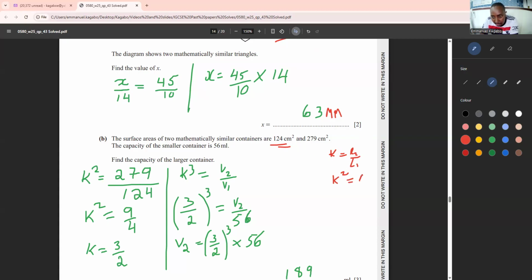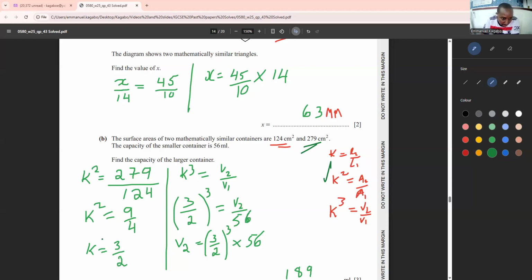The area scale factor will be given by this: big area divided by small. For volume, the volume scale factor will be given by V2 over V1, big volume over small volume. Now, basing on this formula, because I have two areas, I'll use the area scale factor. You see, that's the one I'm using. So the area scale factor will be given by the big area divided by small area. So that's what it gives me. When you simplify that, it will give you k squared equals 9 over 4.